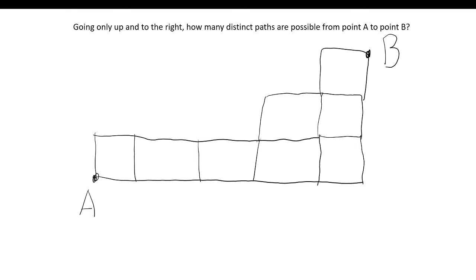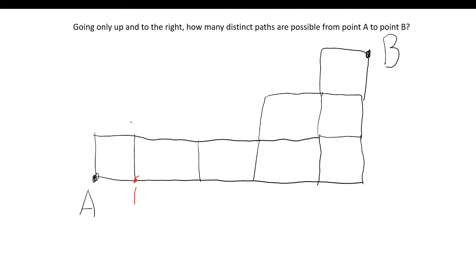So let's just aim for this point right here. How many ways are there to get from this point, not to B, that's too far, but just to A? There's only one way, just go back here. Remember, only up and to the right, so we can't just go like that.